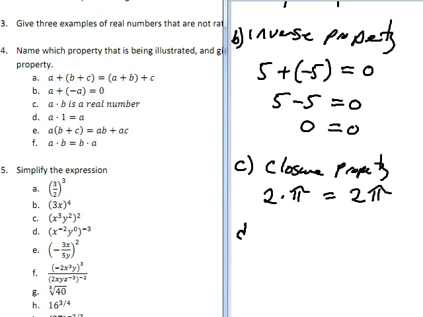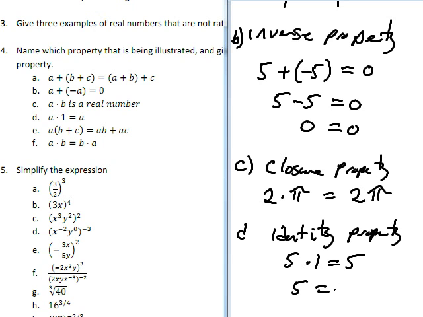When we get to D, if I say A times 1 is A, that is the identity property. And again, I'll use an example. So 5 times 1 is equal to 5. When I multiply 5 by 1, I get 5, and that's equal to 5. So again, we know we're good.